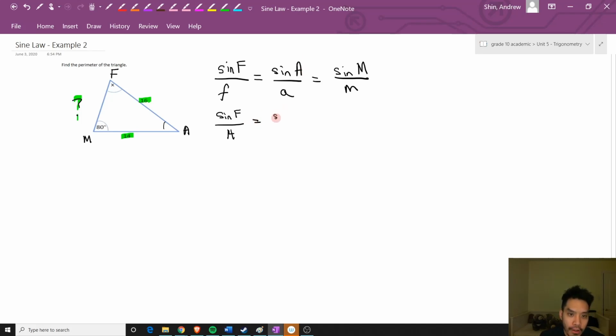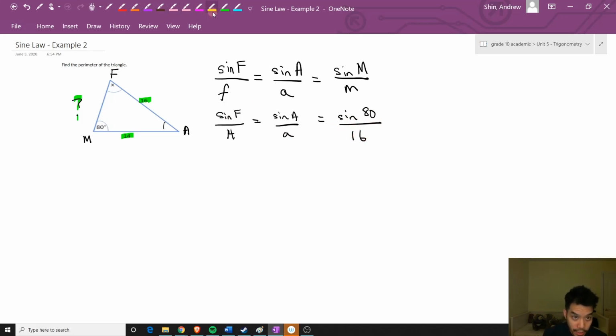Angle A, unknown. The length of A is also unknown, so that's going to be A. Angle M is 80, and side M is 16.